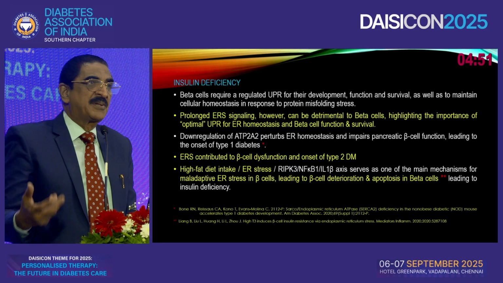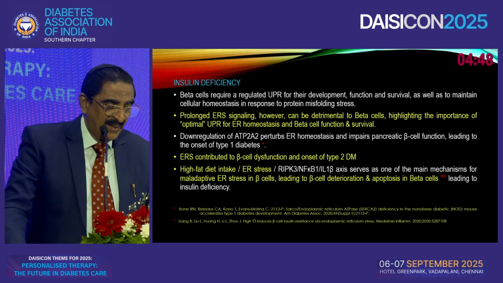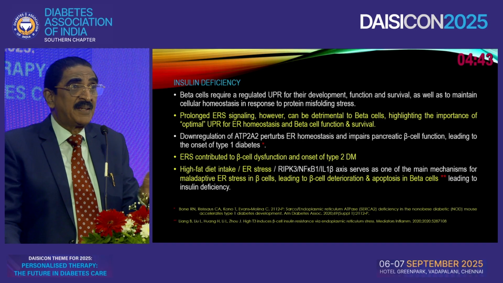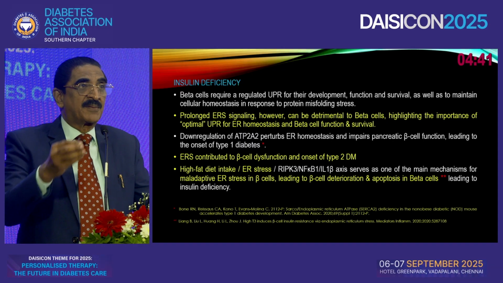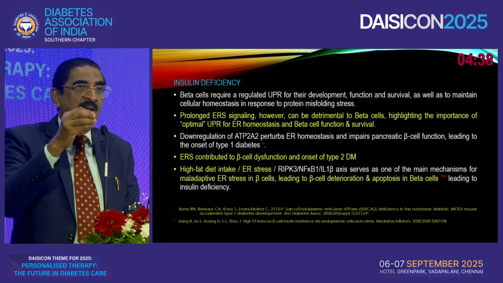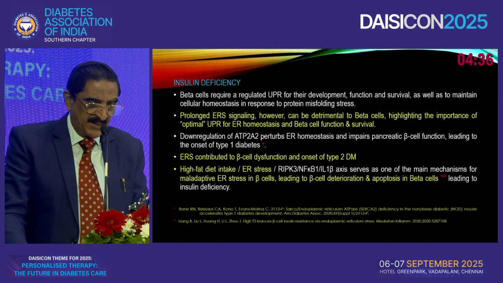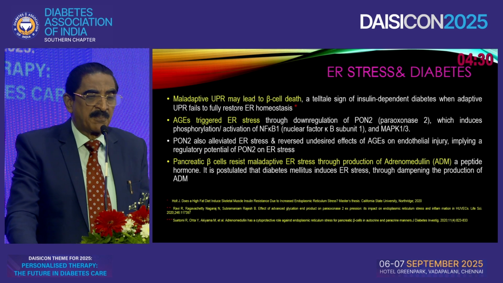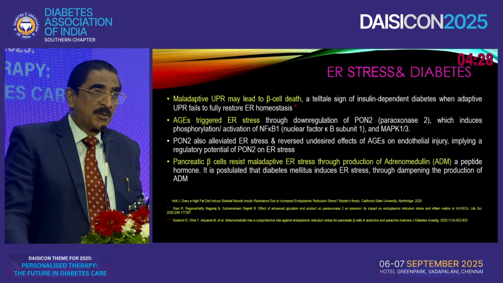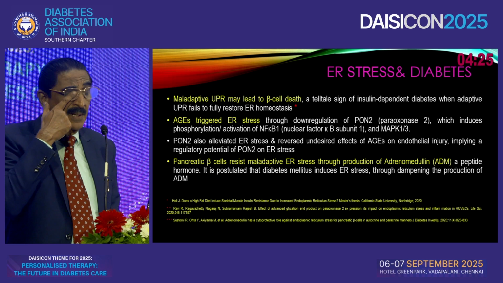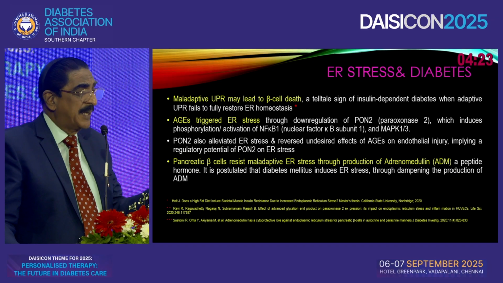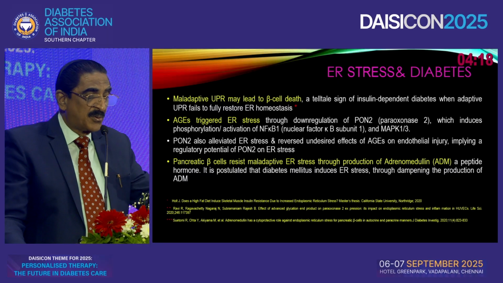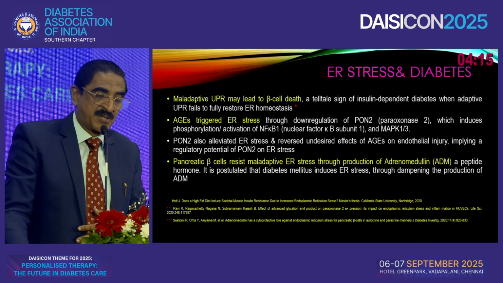High fat intake, which we thought was going to just produce obesity, is also going to cause endoplasmic reticulum stress. And this causes maladaptive ER stress in the beta cell, leading to beta cell destruction and apoptosis. So not only high calorie, but also high fat is going to damage the ER and then the beta cell. So what is the relationship between ER stress and diabetes? The maladaptive UPR may lead to beta cell death, and also advanced glycation end products, which we discussed about blood glucose and its problems, are also a triggering agent for this endoplasmic reticulum stress.